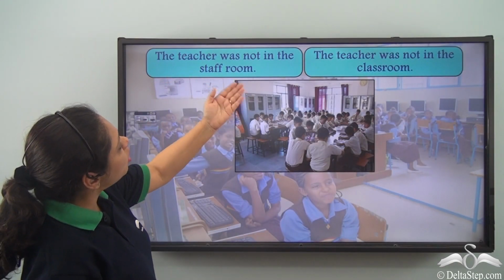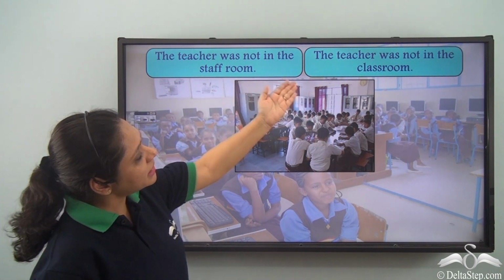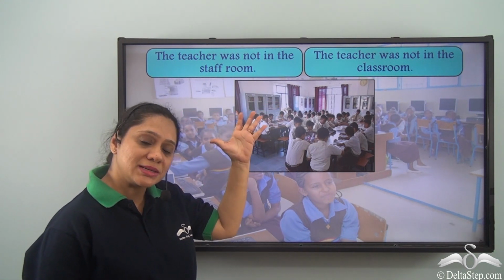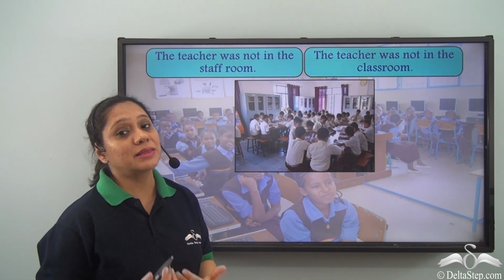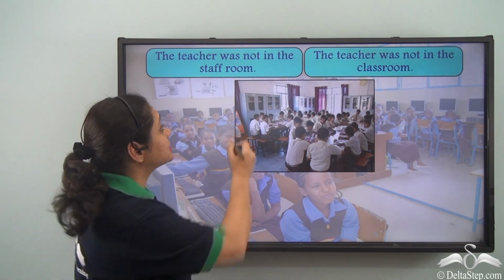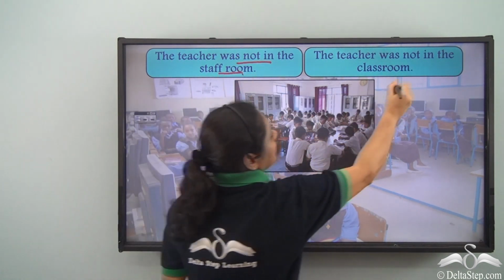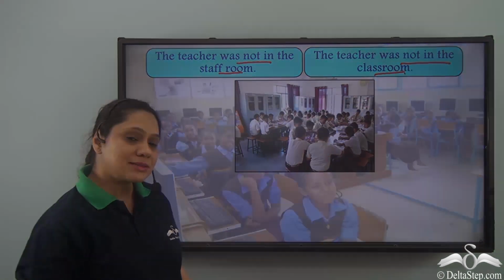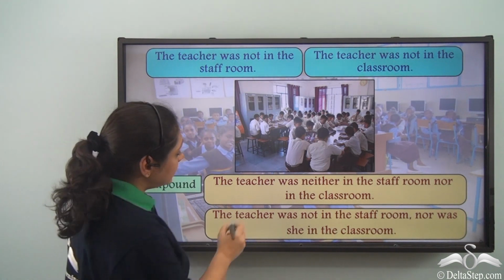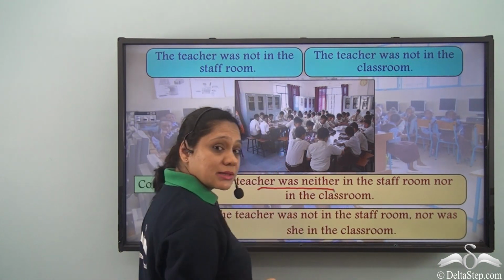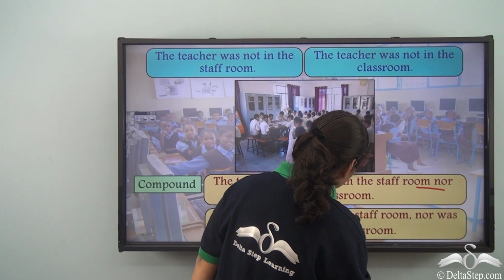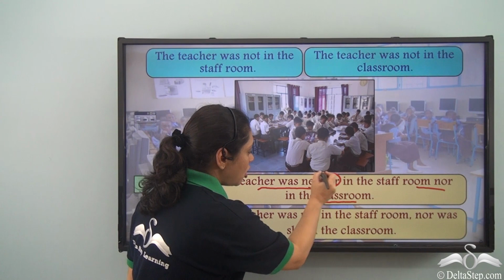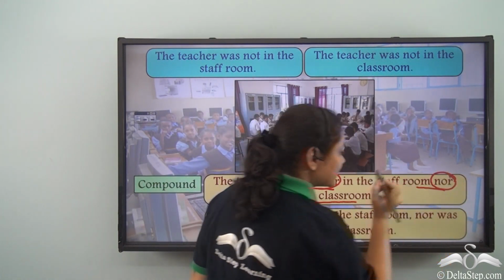The teacher was not in the staff room. The teacher was not in the classroom. Now here the two sentences give us two options, but these options are negative options. Not in the staff room, not in the classroom. So how will we join these two simple sentences? So we can write as, the teacher was neither in the staff room nor in the classroom. Here we have used the correlative conjunction neither nor to join both the simple sentences.